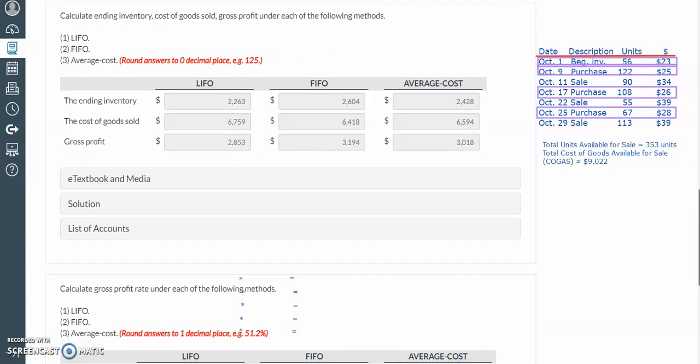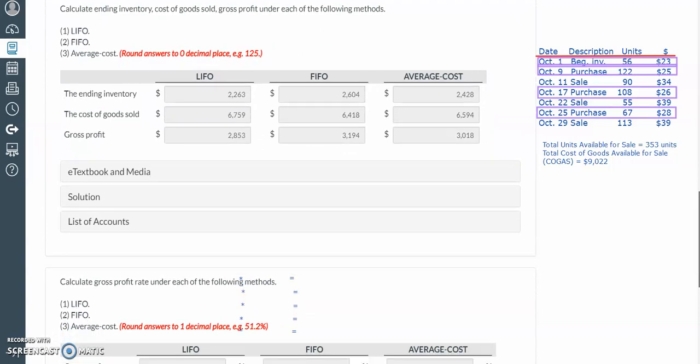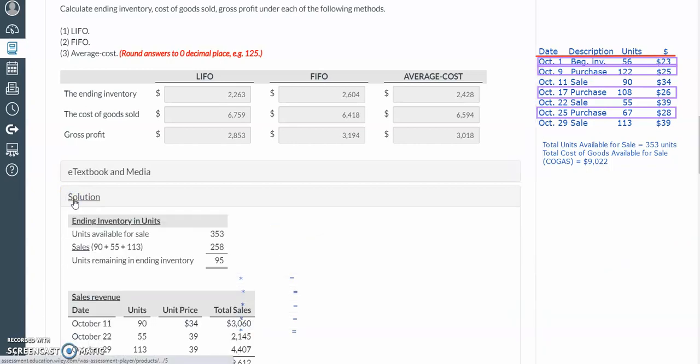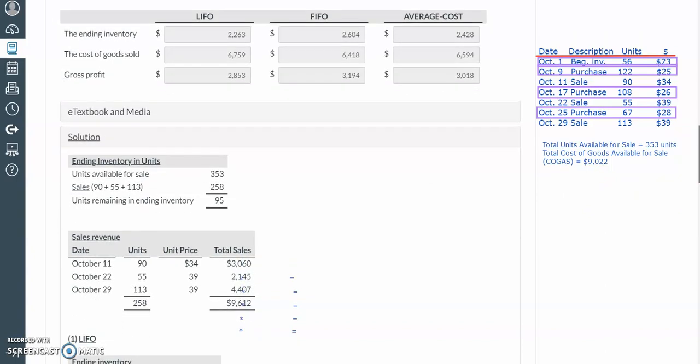The next thing that we want to do is compute the ending inventory, cost of goods sold, and gross profit under each of these three methods. So one of the things that you might realize is that sometimes in your problem, you need to determine the number of units that were sold. And that's one of the reasons why I started off our problem with the total units available for sale. That's one of the things that I note down. So that way we can figure out how many units are remaining in ending inventory. So sometimes you have to do a little bit of work in your problem to determine how many units are in your ending inventory.